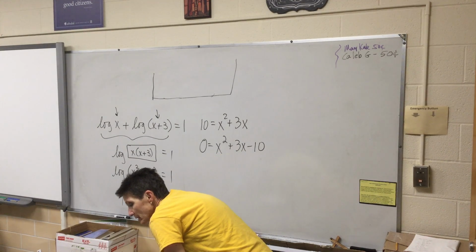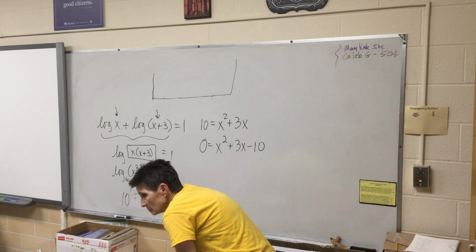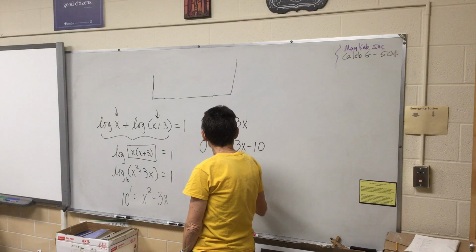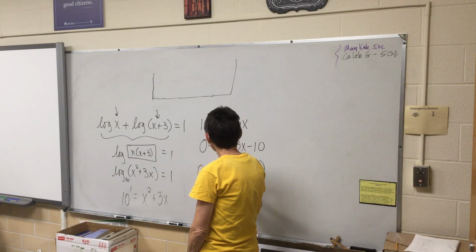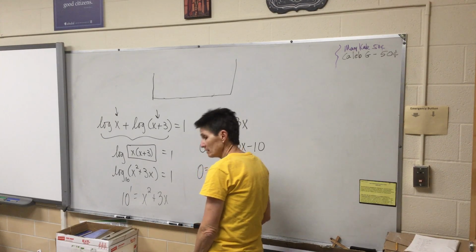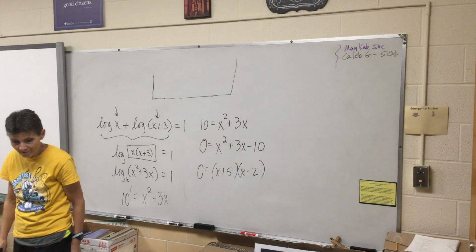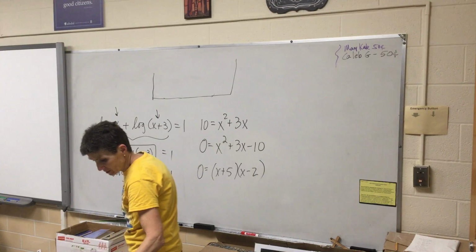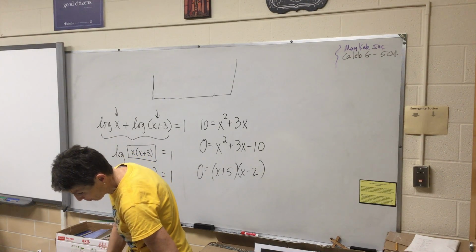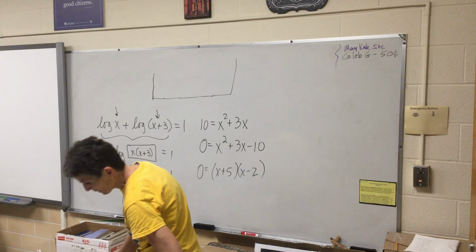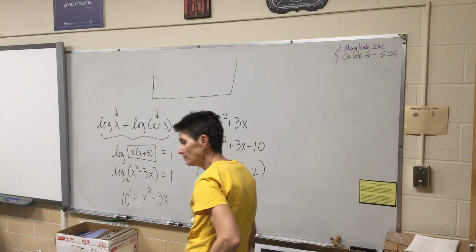Now, what do I do? Now it's x plus 5, x minus 2. So she's factoring, and we talked about that if you don't want to factor, what could you do instead? Quadratic formula. Yeah, you could absolutely use the quadratic formula.